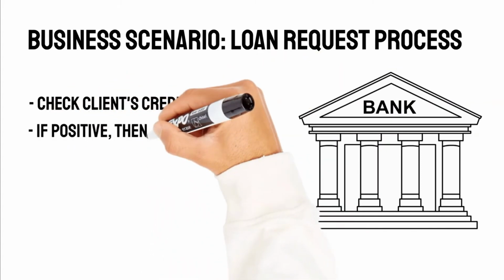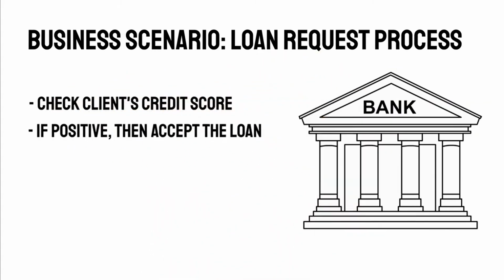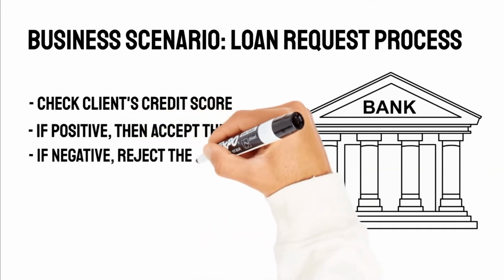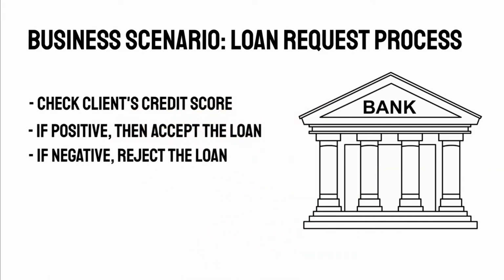When the credit score is positive, then the next step within our business process would be the approval. But when the credit score is not positive, then we reject the loan request. Let's model this scenario. We start with the start event, loan request received.